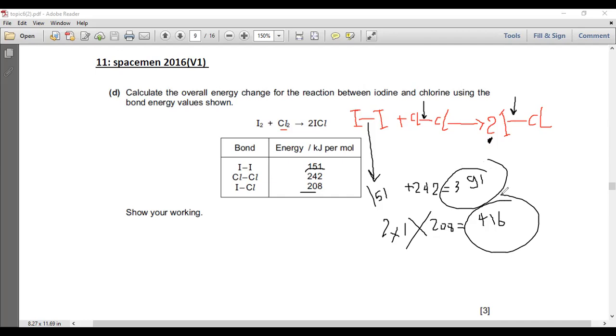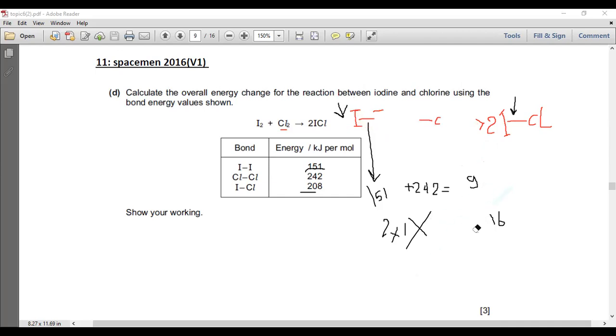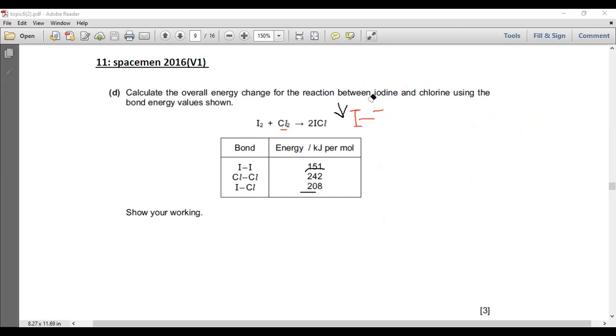Mazen, what is the mistake you did? I multiplied the I and Cl by 2. Yes. No need to multiply by 2 because you don't have any number here. It's only I bond I. No need to multiply by 2. Clear? So the reaction, exo or endo? Exothermic. Everyone agree with me? Exothermic reaction.